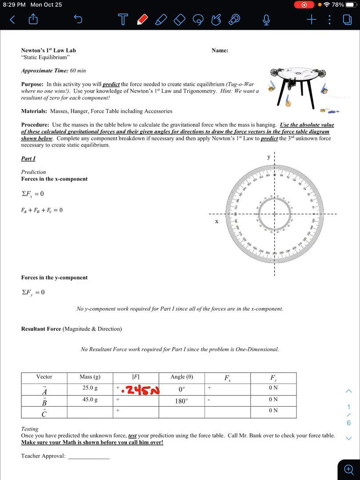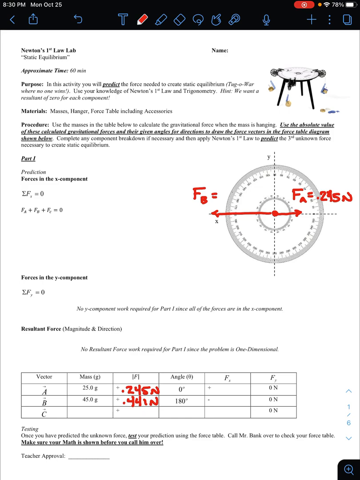So I'm going to draw this force to the right, the positive x direction, and basically just say, hey, the force from mass A is in this direction with a value of 0.245 newtons. All right, we're going to do the exact same thing for mass B, which you would repeat that same equation. What I end up getting for this is 0.441 newtons, but you look at the angle, it's 180 degrees, so this is actually to the left, and it is larger than the 0.245, so I'm going to draw it a bit larger and call it force B.